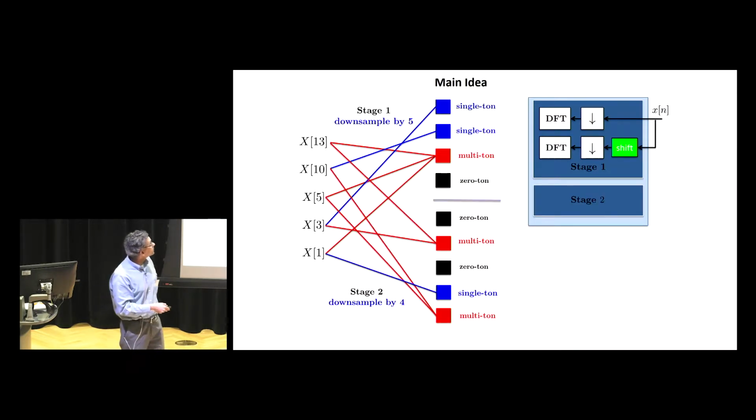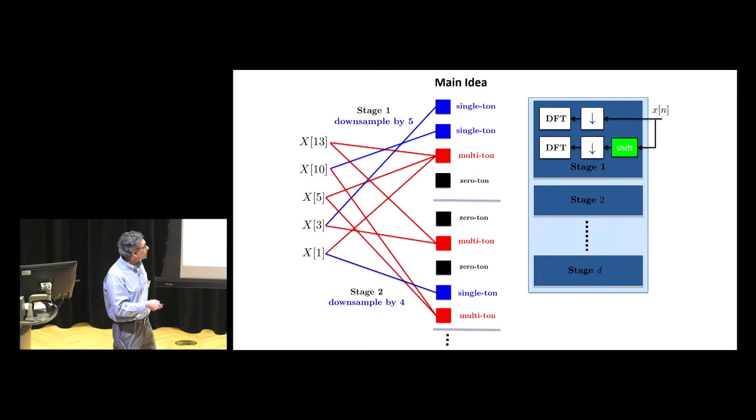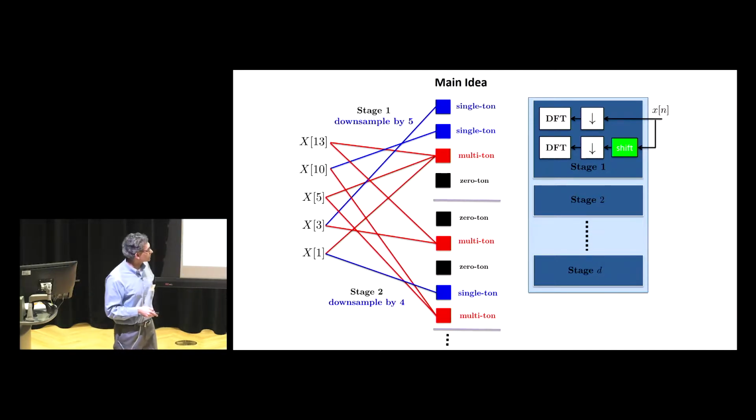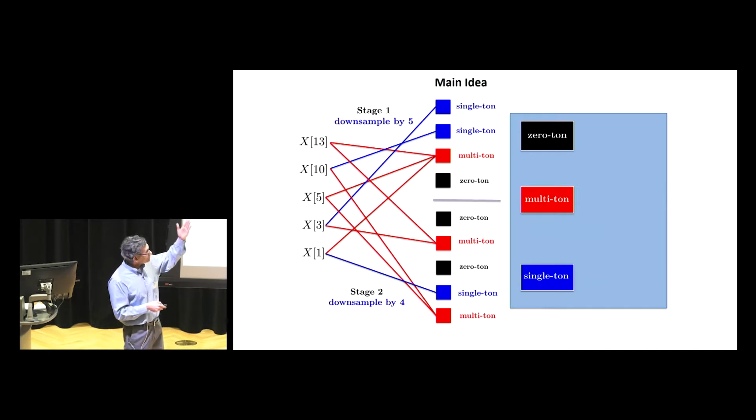And what we could do is, that's a subsampling by 5. We could also, for example, throw in another. We call that a stage. A second stage would be subsampling by 4. And that will form another pattern. And now you will have 5 of these bins, because 5 times 4 is 20. And again, you'll have some classification pattern, depending on who's 0 and who's not. And like that, you can keep going for many stages, depending on how big n is, which is the size of the problem. And you also have identities of zerotons, multitons, and singletons.